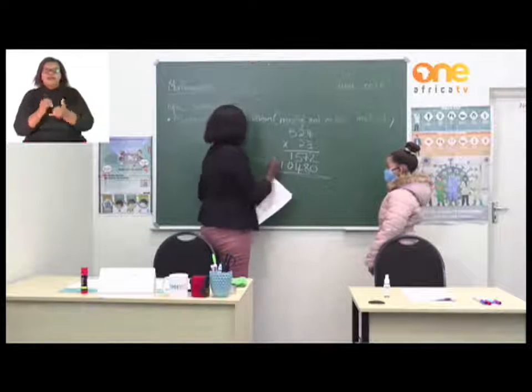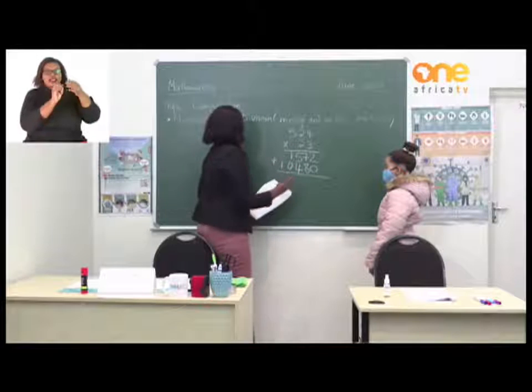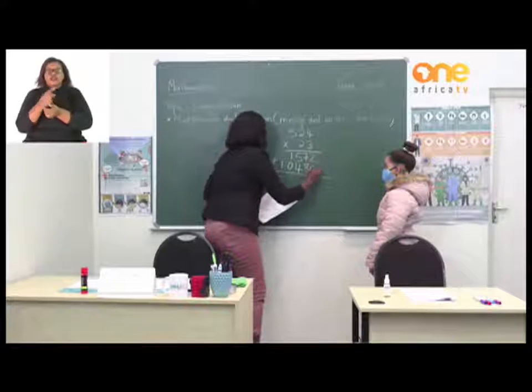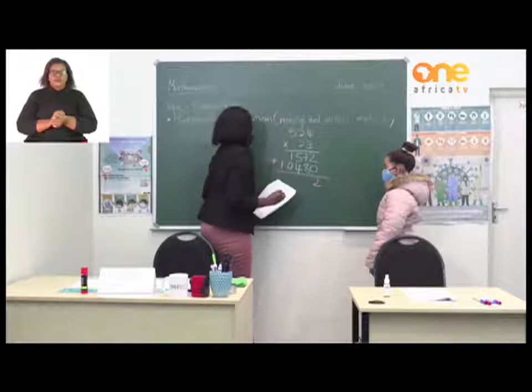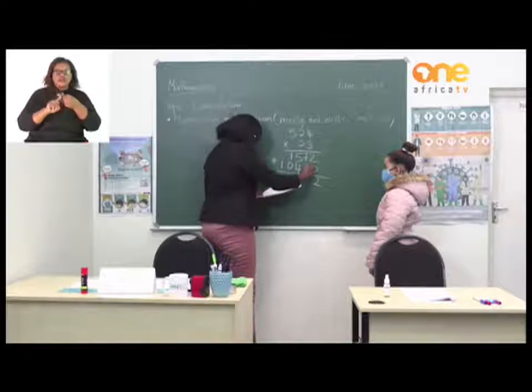Good. We start to add the numbers together. What is 2 plus 0? It is 2. 7 plus 8?